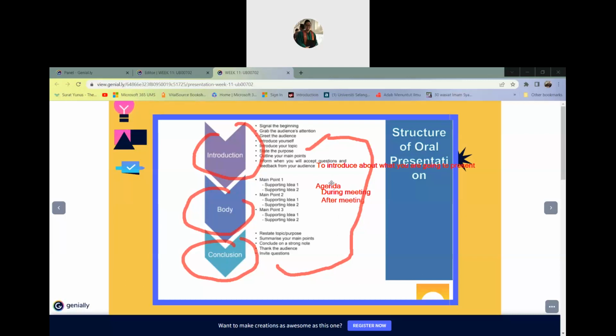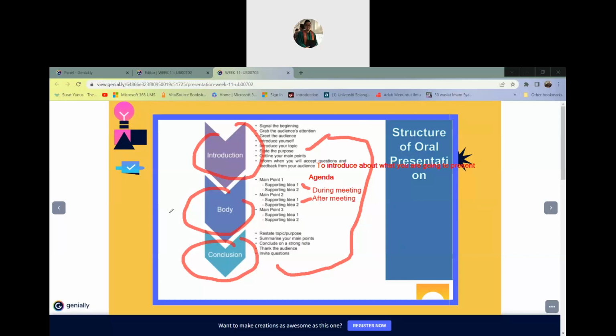So during the meeting, or maybe in the meeting, you have decided to do some things. Then you put the points like what I've mentioned before, the previous discussion. Then after you have discussed, you can put the things. So this kind of thing, you need to support them with supporting ideas.